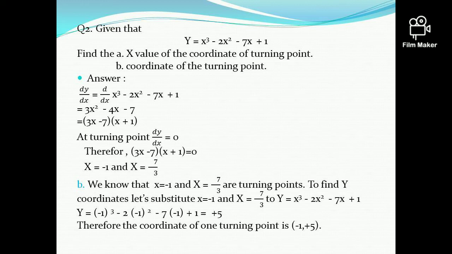When you work out this question, children, most students make one common mistake. After obtaining x equals minus 1, to find the entire coordinate, they substitute x equals minus 1 into the first differentiation answer. If you substitute x equals minus 1 into the first differentiation answer, you will obtain the gradient as 0, not the y coordinate. Therefore, to obtain the y coordinate, make sure you substitute into the y equation, not into the dy by dx equation. Hopefully, you understood this.